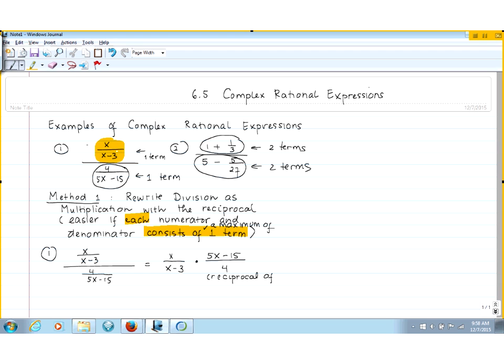This is the reciprocal of 4 over 5x minus 15. This is just a note, you don't have to write this. This is multiplication with the reciprocal of 4 over 5x minus 15. So now, how do we proceed, given this is what we have? So x over x minus 3, what are we going to do here? Factor, yes, we know how to do this. 5 times x minus 3 over 4.